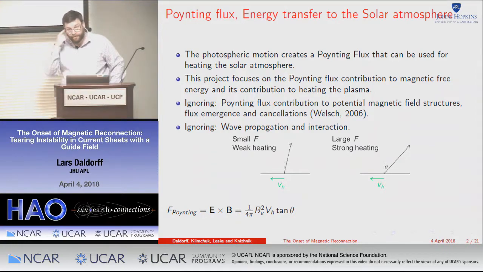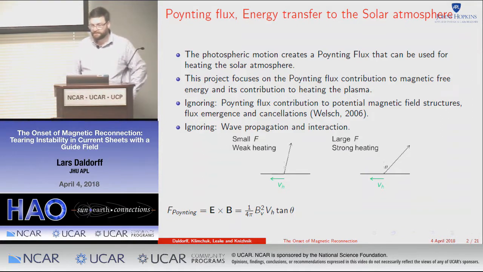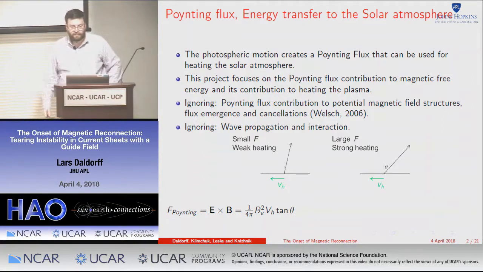So for this project, we are focusing on the Poynting flux that will contribute to the free energy in the system. So we are ignoring the Poynting flux that will go into the potential fields, and we're also ignoring here wave propagation and wave interaction and this type of stuff from the photosphere. We're interested only in the shearing up of fields and how this can lead to reconnection that will release energy into the corona.